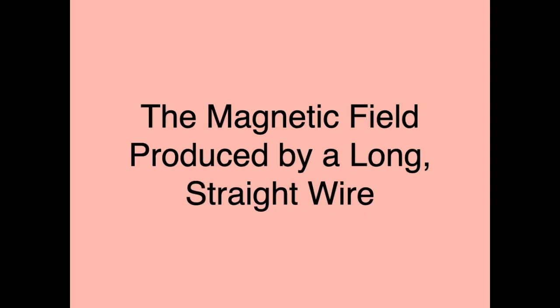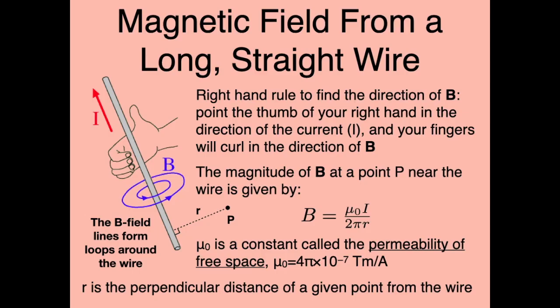So the first thing we'll talk about is the magnetic field produced by a long straight wire. It turns out this is pretty much the simplest magnetic field you can see, if you have a really long wire that carries some kind of current through it. The magnetic field it produces is relatively straightforward, so we'll start there and see what we get.